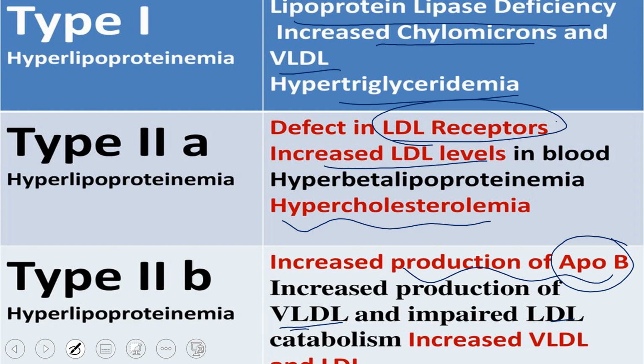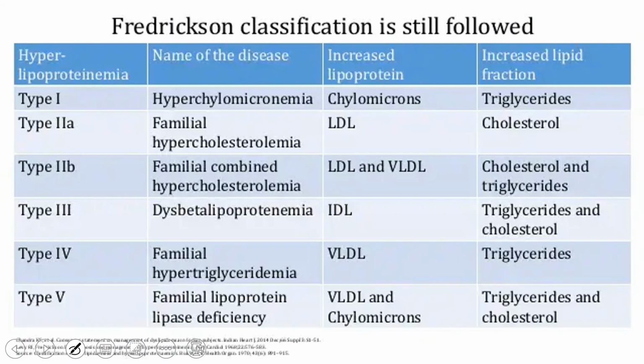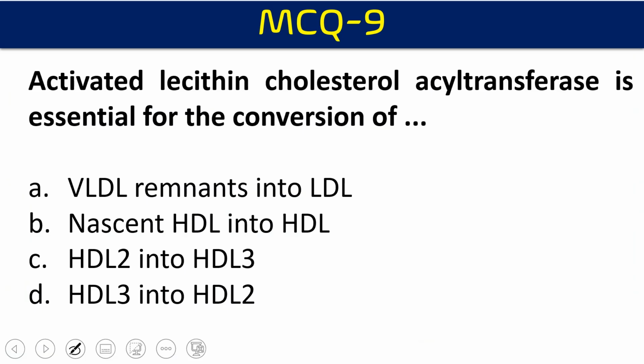So these are different types of hyperlipoproteinemia. These are the different classifications we are having: type 1, 2, 3, 4, 5. In case of type 1, we will have LPL deficiency. In type 2, we are having LDL receptor defect. In type 2B, we are going to have more production of ApoB. In case of type 3, we are having abnormality of ApoE. Type 4, we are going to have overproduction of TG. So these are the different types of hyperlipoproteinemia and their biochemical basis.